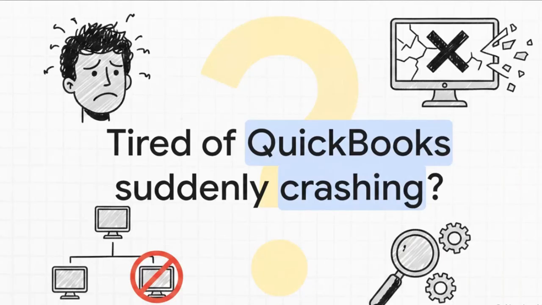Let me ask you this. Have you been literally pulling your hair out over random software closures right in the middle of reconciling your accounts? Maybe you've been hit by those cryptic 6000 series errors, or perhaps the dreaded H202 network block has completely halted your team's workday. We have all been there, right? Staring at the screen, just wanting to get the bookkeeping done.